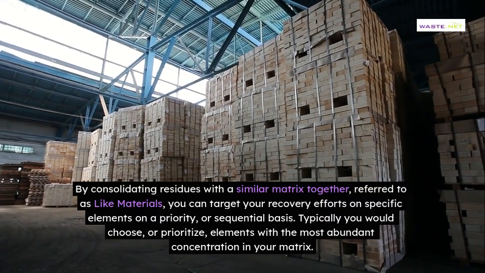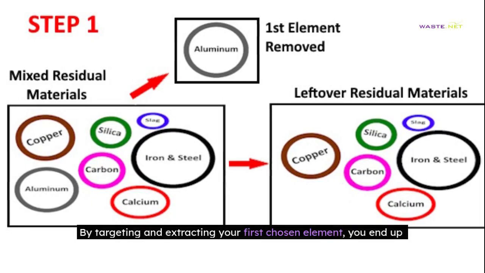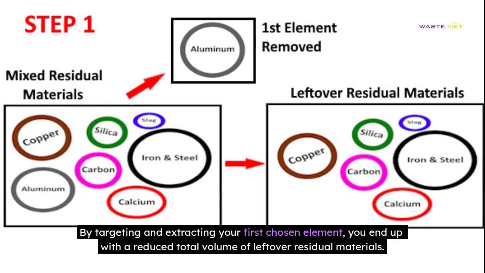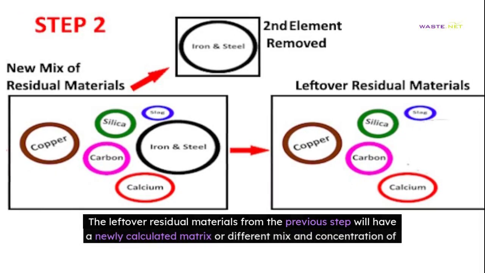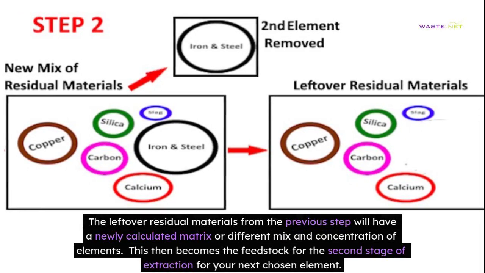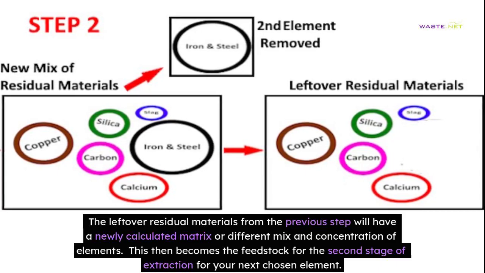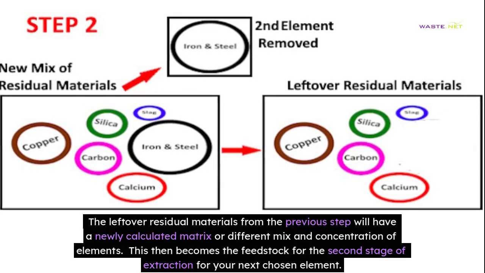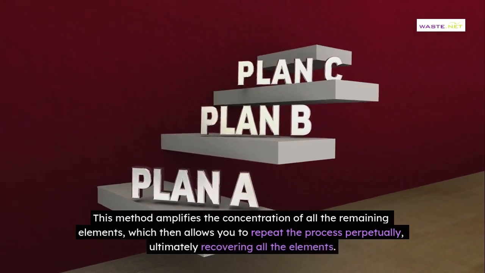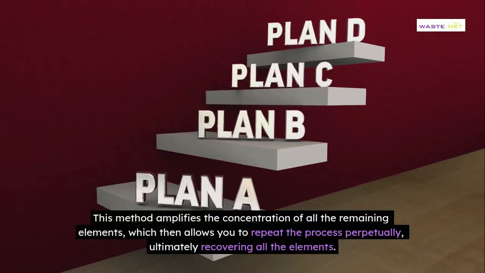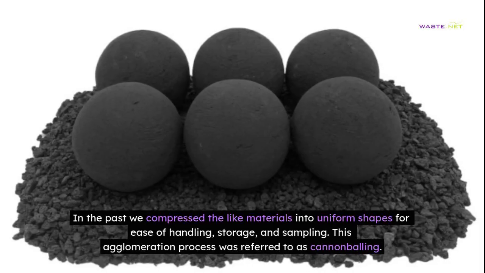Typically, you would choose, or prioritize, elements with the most abundant concentration in your matrix. By targeting and extracting your first chosen element, you end up with a reduced total volume of leftover residual materials. The leftover residual materials from the previous step will have a newly calculated matrix, or different mix and concentration of elements. This then becomes the feedstock for the second stage of extraction for your next chosen element. This method amplifies the concentration of all the remaining elements, which then allows you to repeat the process perpetually, ultimately recovering all the elements.